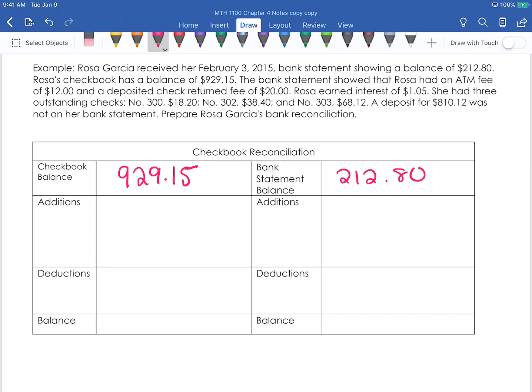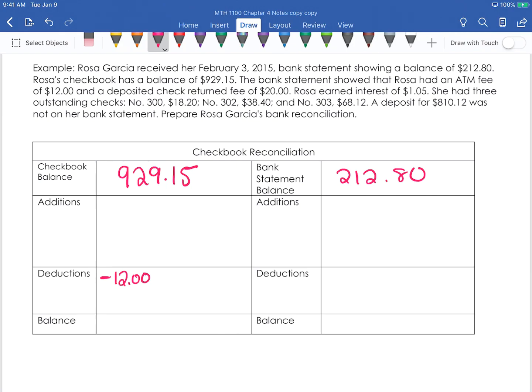The bank statement showed that Rosa has an ATM fee of $12. So this is telling me that on her bank statement, the bank has recorded that she has a $12 fee. Now she needs to make sure that that is in her checkbook balance, that she personally records that in her checkbook register. So that's a deduction because that's coming out of your account. So under the checkbook balance, I'm going to put a deduction, a minus of $12.